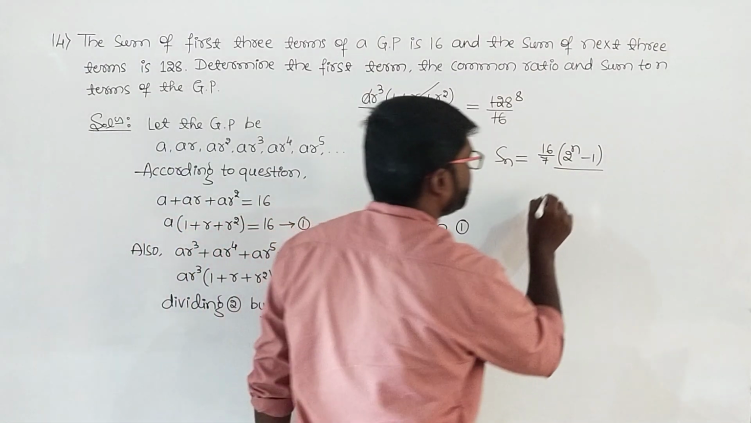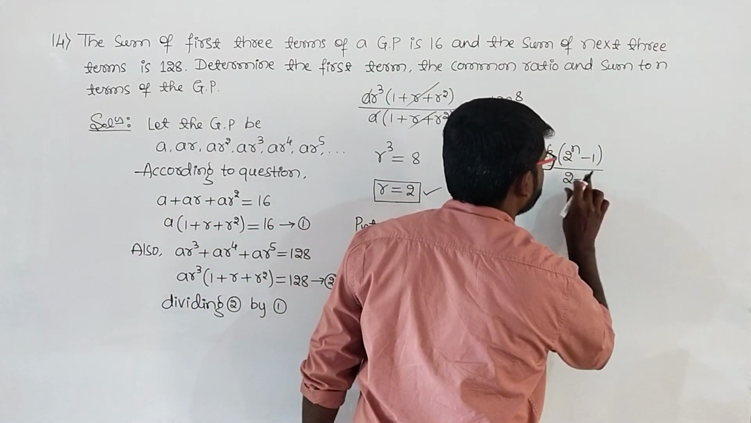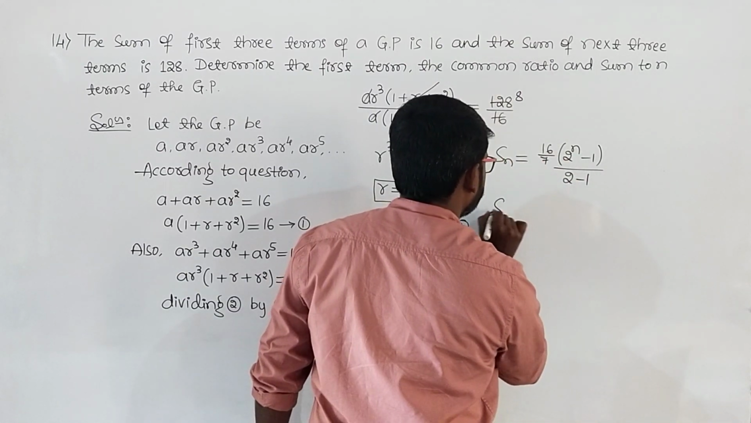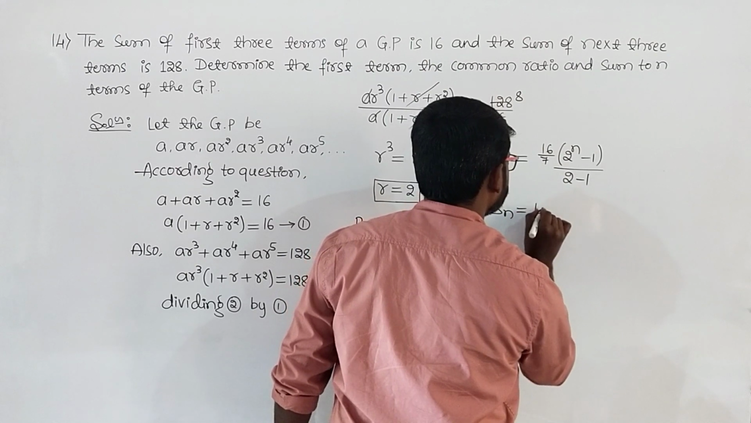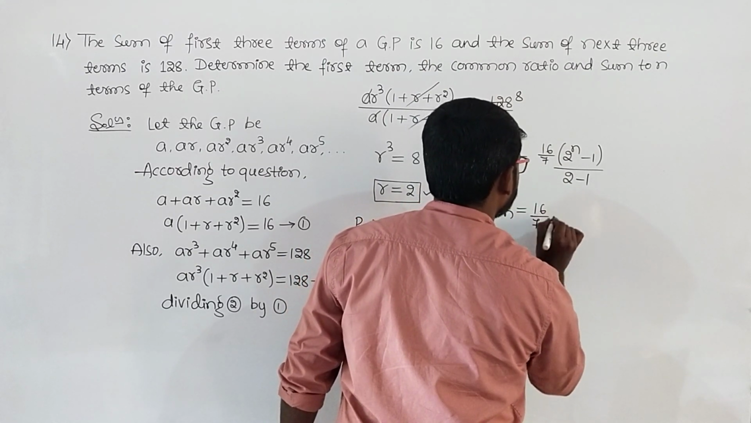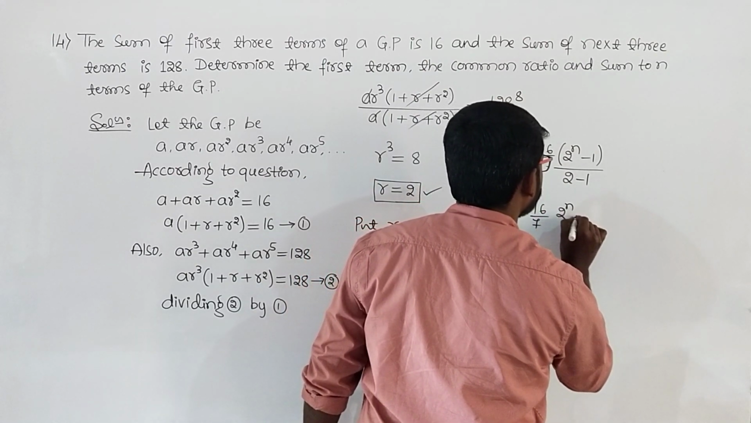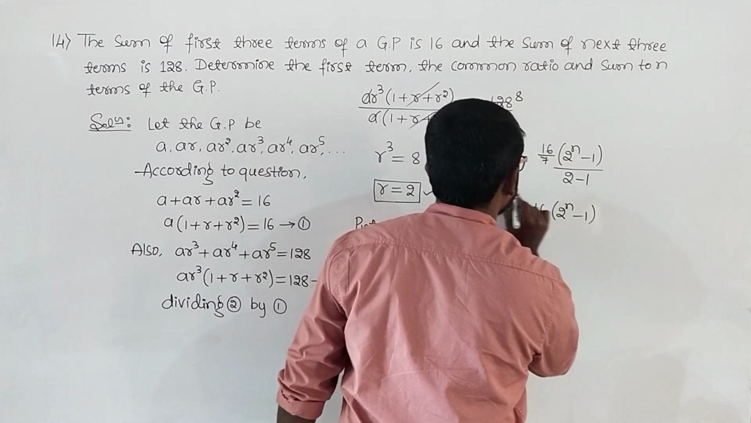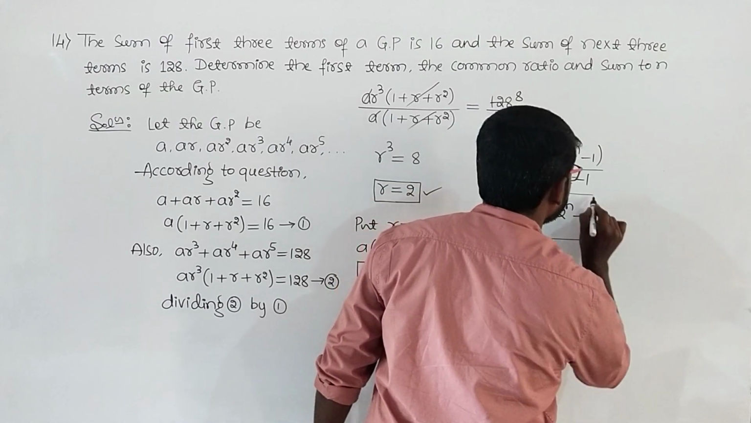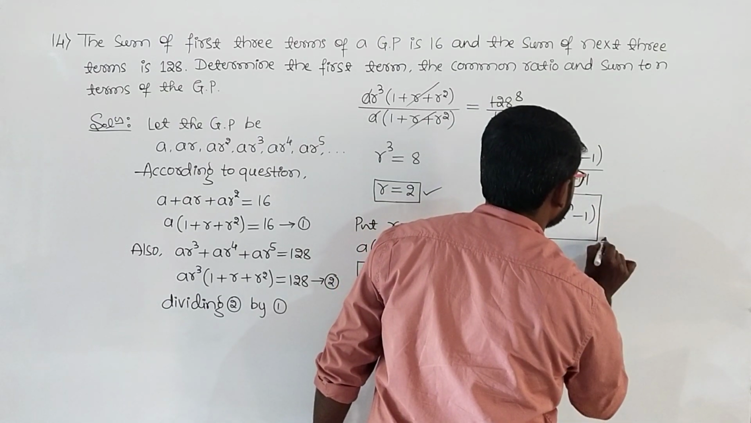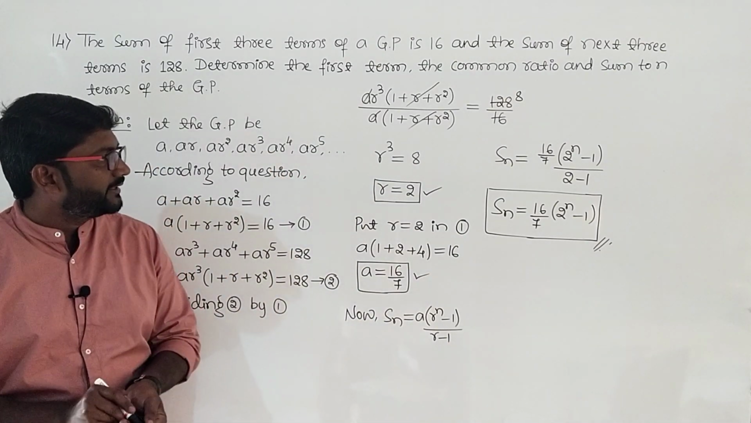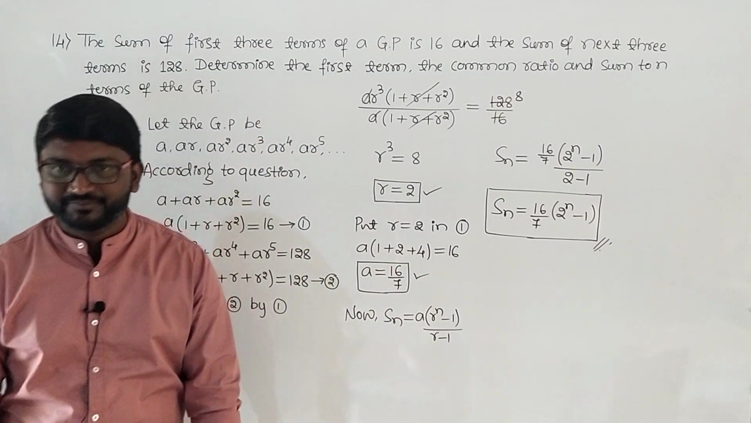What is 2 minus 1? It is 1. So overall Sn, which is equals to 16 by 7 into 2 raised to n minus 1. This is the required sum to n terms of the given GP. This is all about the 14th problem. Write down this and then we'll move on to the next problem.